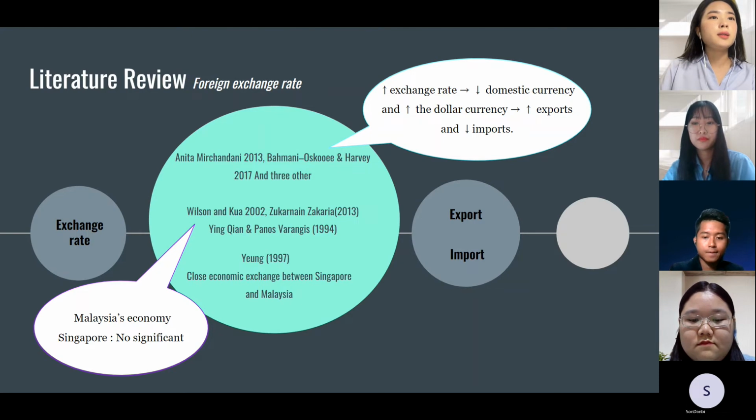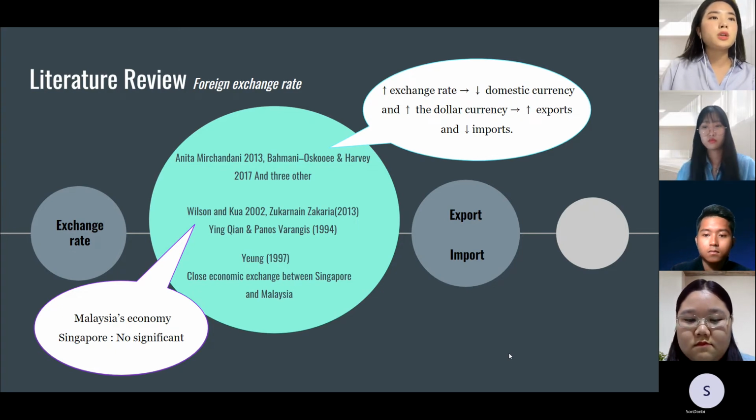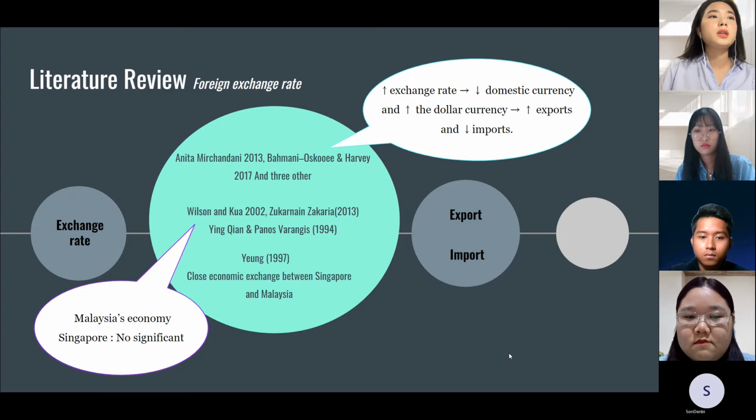Wilson and Kwa and two other documents state that there was no significant influence between exchange rate and import and export. According to a survey by Young, it is worth analyzing how exchange rate fluctuation in Malaysia and Singapore affects each country, because Malaysia and Singapore have close economic exchange. Next slide, please.